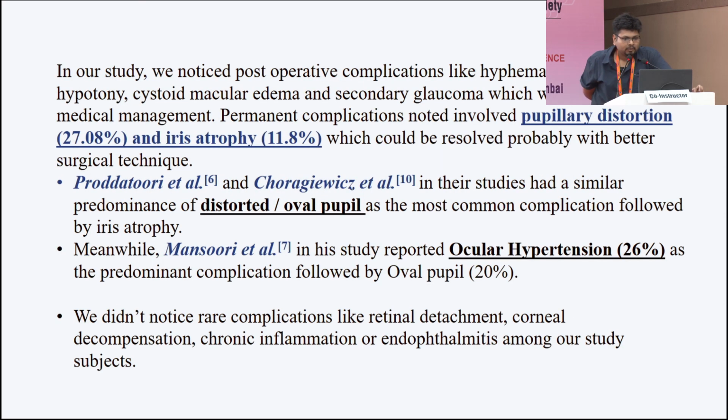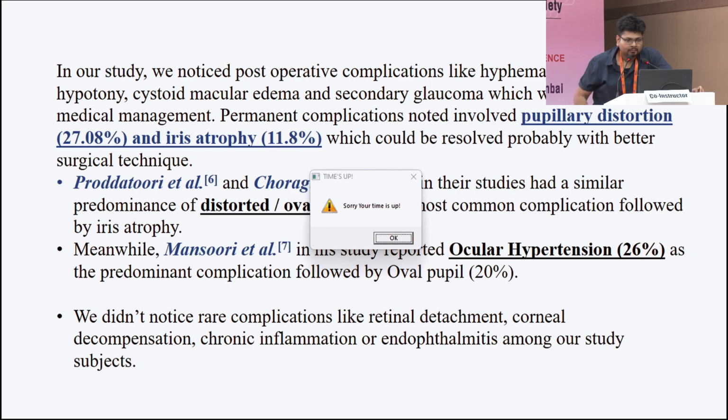In our study, we noticed that postoperative complications like hyphema, hypotony, cystoid macular edema, and secondary glaucoma were resolved medically, but permanent complications like pupillary distortion and iris atrophy could probably be reduced by better surgical technique. In the studies by Prodetti et al. and Choragi et al., a similar predominance of distorted and oval pupil was the most common complication, followed by iris atrophy. Meanwhile, the study by Mansoori et al. showed ocular hypertension.